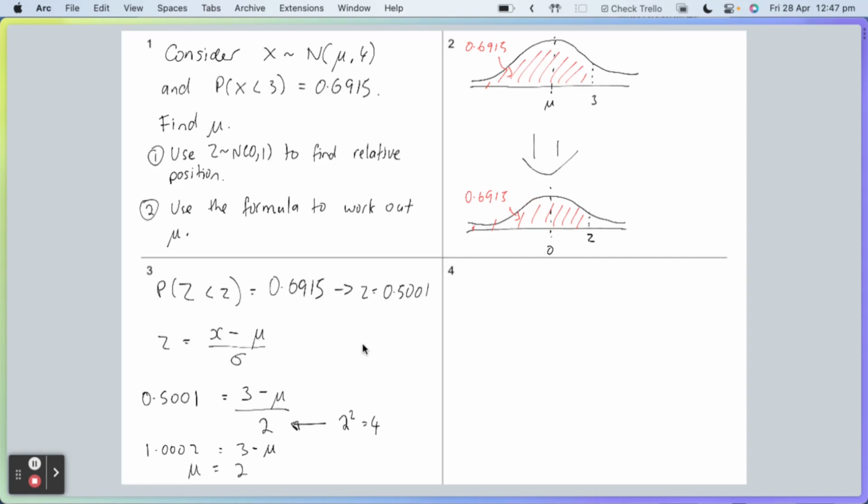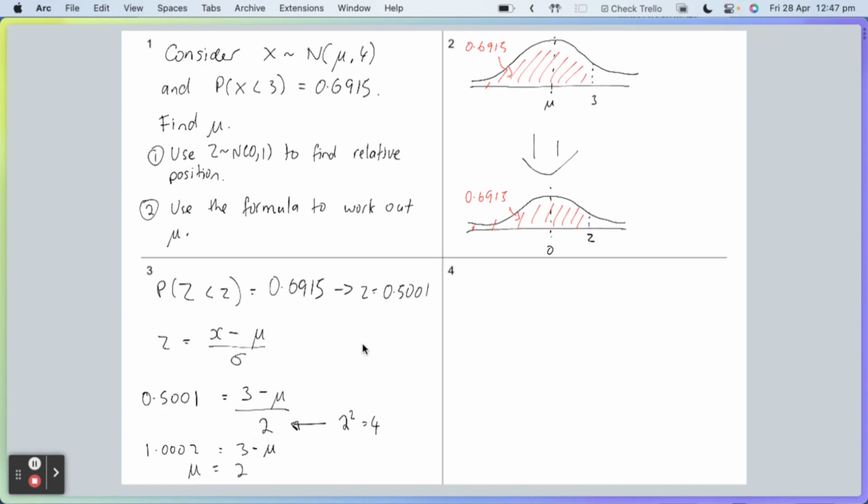So what you're literally doing is you're drawing the diagram out again and putting the same area underneath the curve. Then you're using inverse norm with that area, 0.6915, to work out what that little Z value is there. Then you're basically working backwards, given that value, and given the score, what would the mean have to be in order for this equation to work?